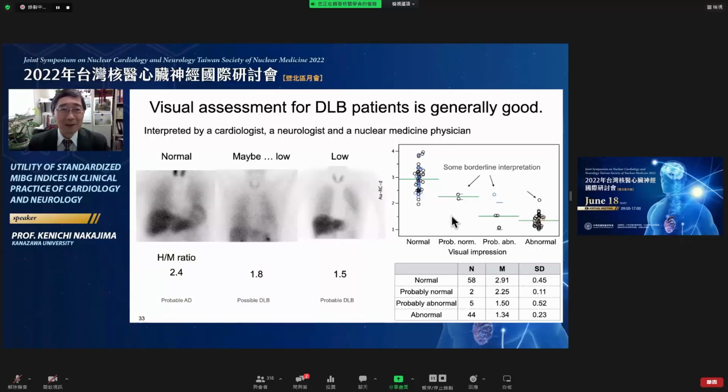When the images are interpreted by cardiologists, neurologists, and nuclear medicine physicians, the visual impression is normal, probably abnormal, and abnormal. It's not bad, but there are some borderline interpretations here. But if we use H to M ratios around here, it seems to be clearly separated, except for very exceptional cases.